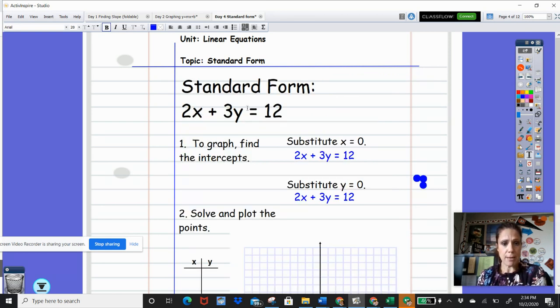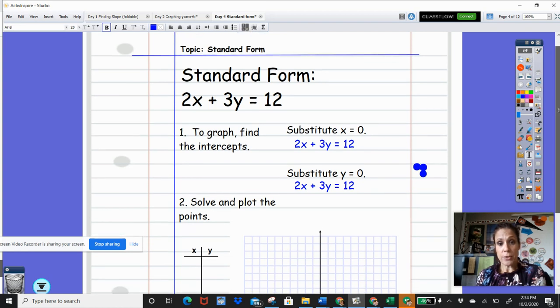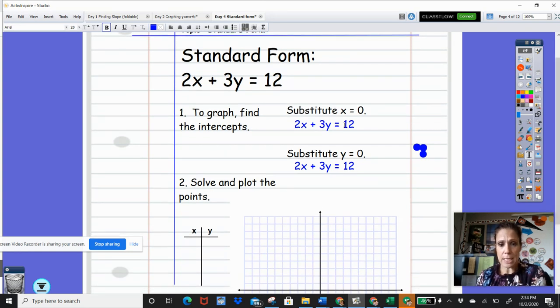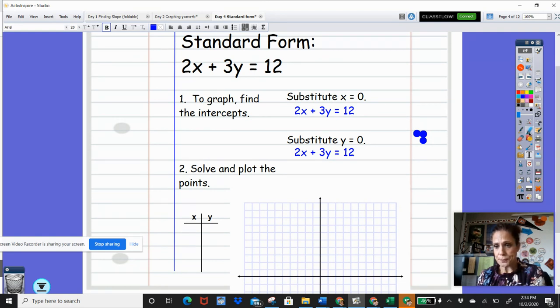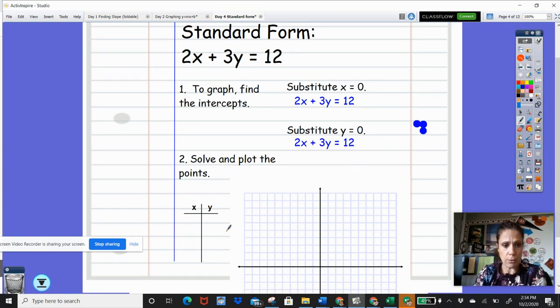This first example, standard form, is 2x plus 3y equals 12. What I'm going to suggest is that you find the intercepts. When you find the intercepts, I have a little table here. Usually what I do is I plug in a 0 for my x, and a 0 for my y. That's how I find the y-intercept, and this is how I find the x-intercept.